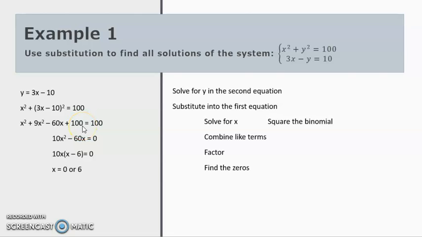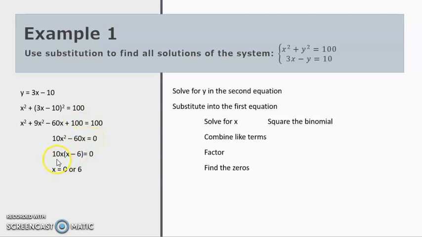Now, that is a special pattern for a perfect square trinomial. If you don't know that, just use FOIL or the distributive property. Just multiply it together, and you will get this expression. Now I need to combine my like terms. x squared plus 9x squared is 10x squared. I still have the negative 60x. And if I subtract the 100 to this side, which I need to do in order to find the zeros, they will cancel each other out.